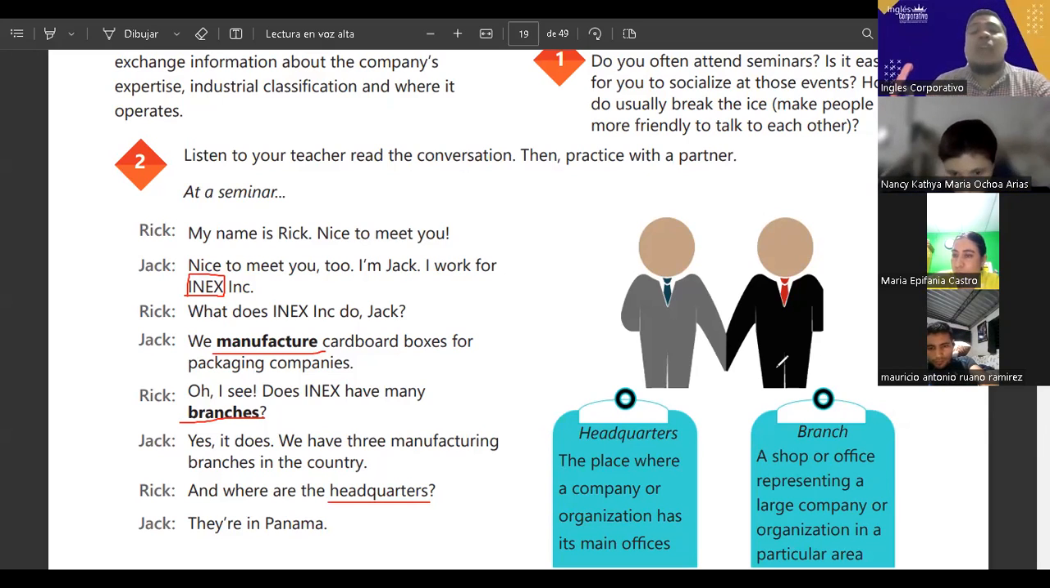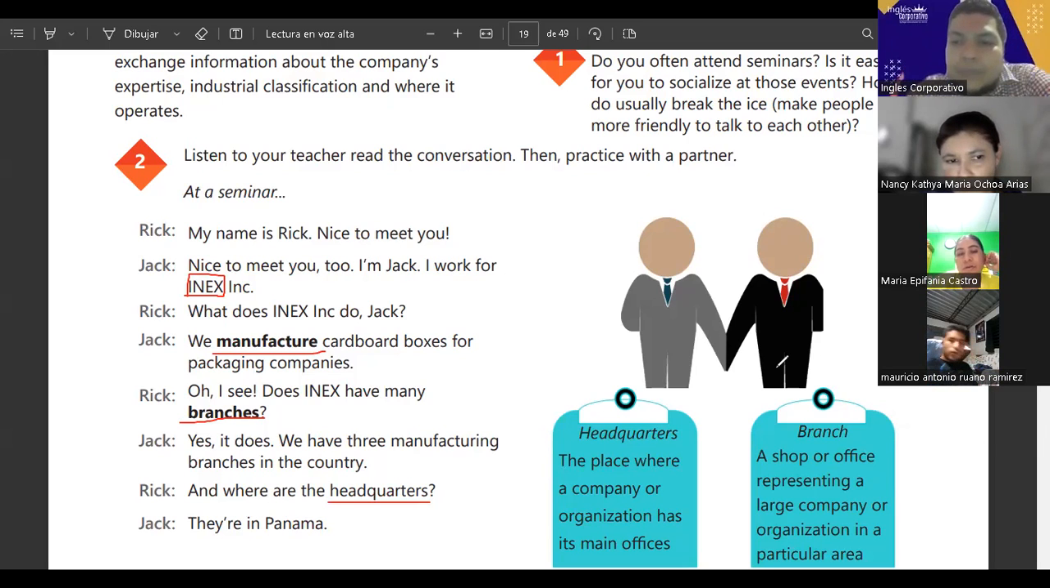After repeating and checking this, do you have any questions about the vocabulary or the pronunciation? Excuse me, teacher. Headquarters, the translation? Maria, can you help me with that one? Sede. Thank you. Excellent. Headquarters. Remember, Mauricio.